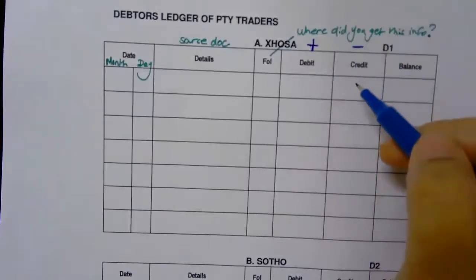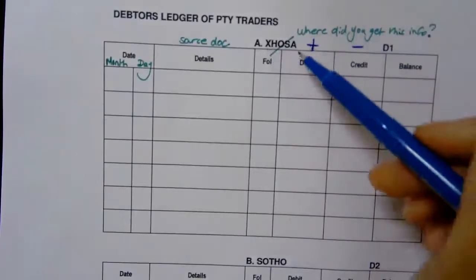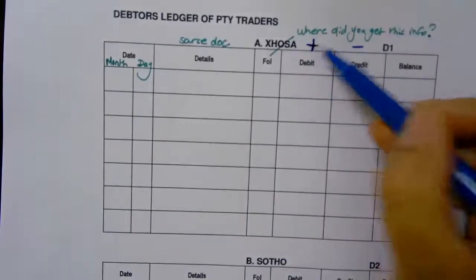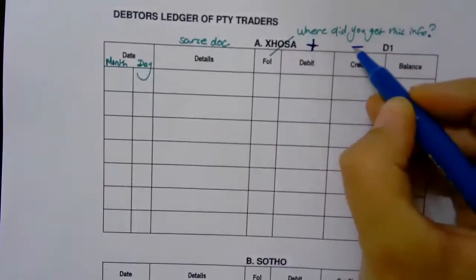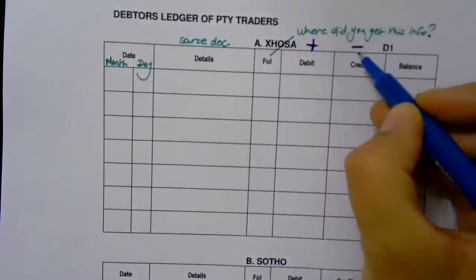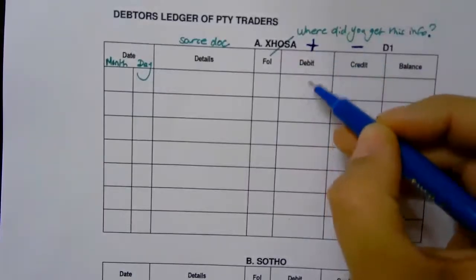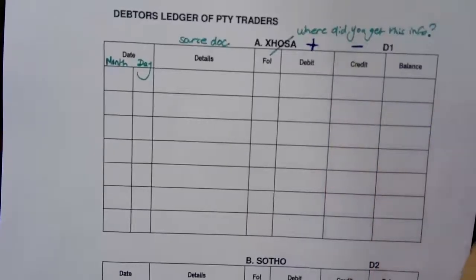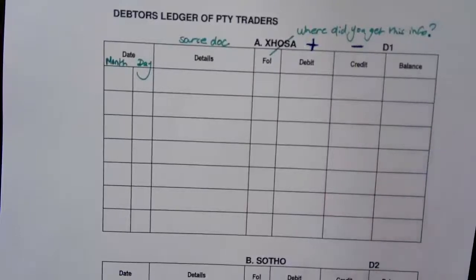So you can remember it like that, or you can simply remember that every time a client buys from us on credit, the money that he owes us becomes more. And every time he pays some of the money back, the money that he owes us becomes less. So we debit his account every time he buys from us on credit, and we credit his account every time he pays us back. And that will obviously influence his balance.